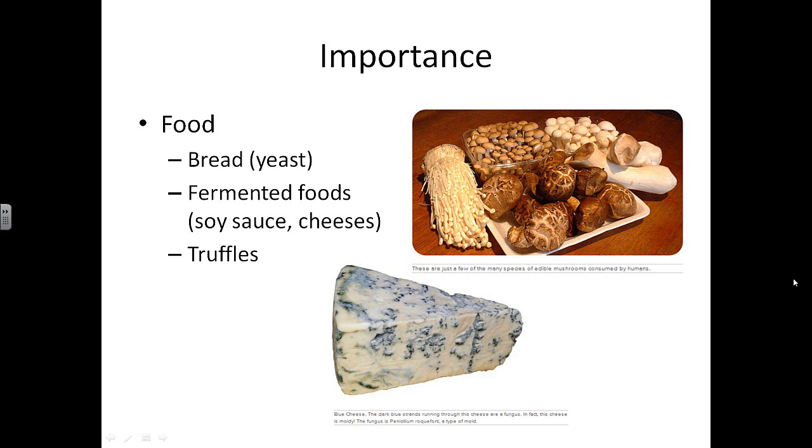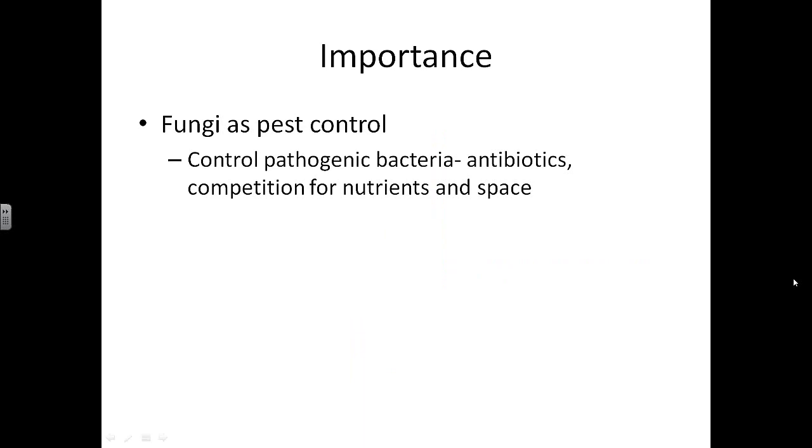Fungi also help us with pest control by controlling bacteria. Many fungi produce antibiotics, and then they can also compete with bacteria for space and nutrients, and if they outcompete them, the bacteria can't survive. Some parasitic fungi help control insects, which protects our crops.